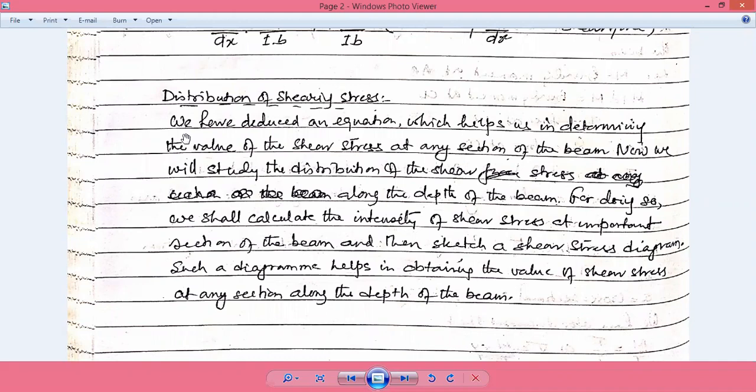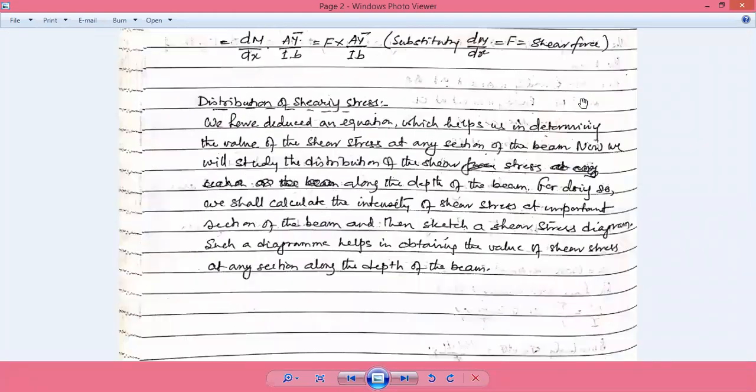We had already derived an equation which gives us the value of shear stress. Here we have this equation which gives us the value of shear stress at any section of the beam itself. But along the depth of the beam, what is the variation of shear stress?